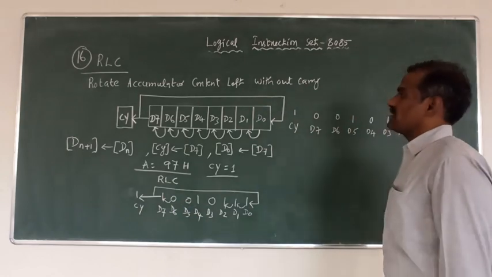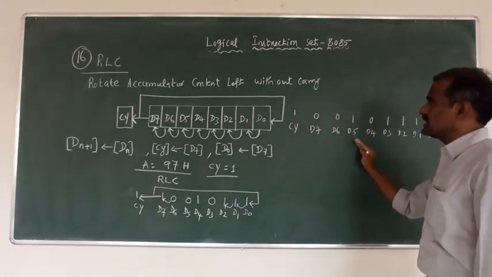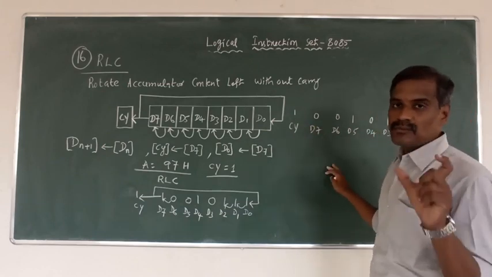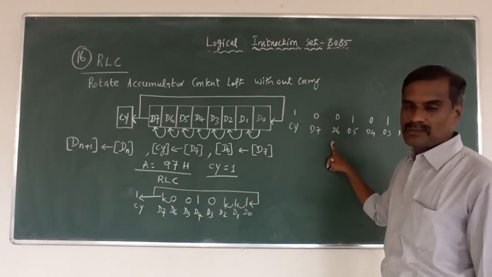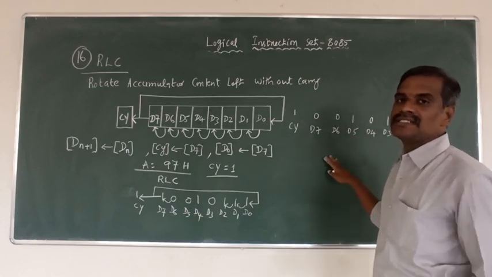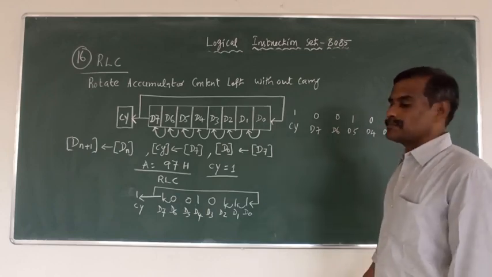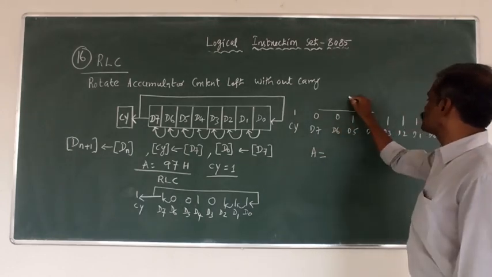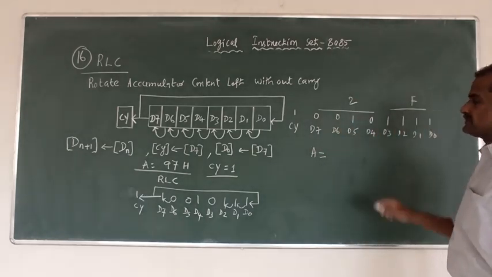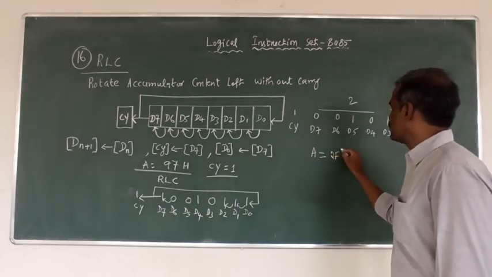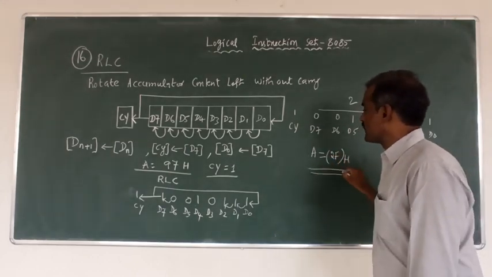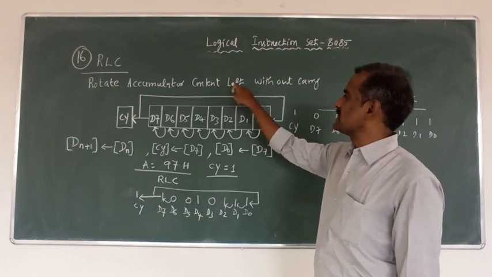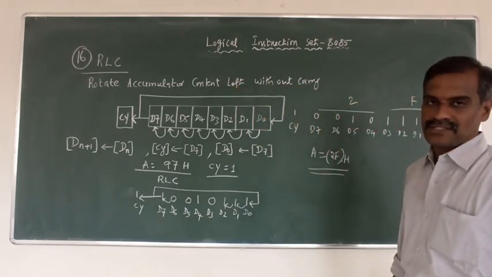This is the format for RLC: rotate accumulator content left without carry. The carry data will not move. Only the accumulator content will move, towards left by a single bit movement. After RLC, what will be the accumulator result? This is the operation of RLC: rotate accumulator content left without carry status. Okay.